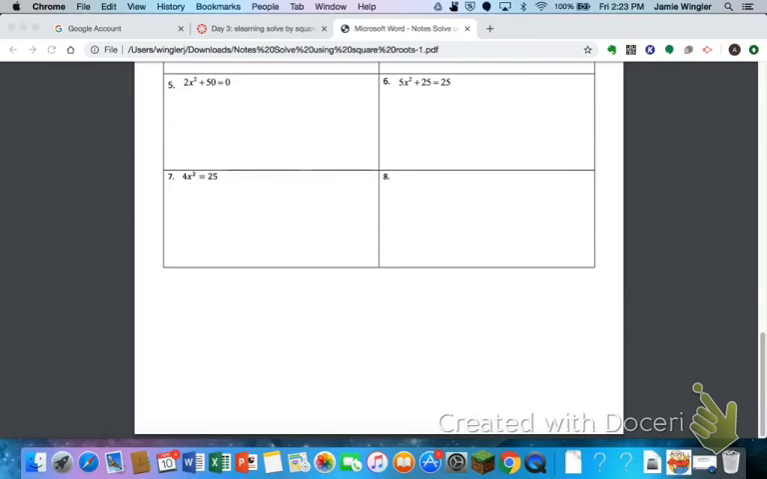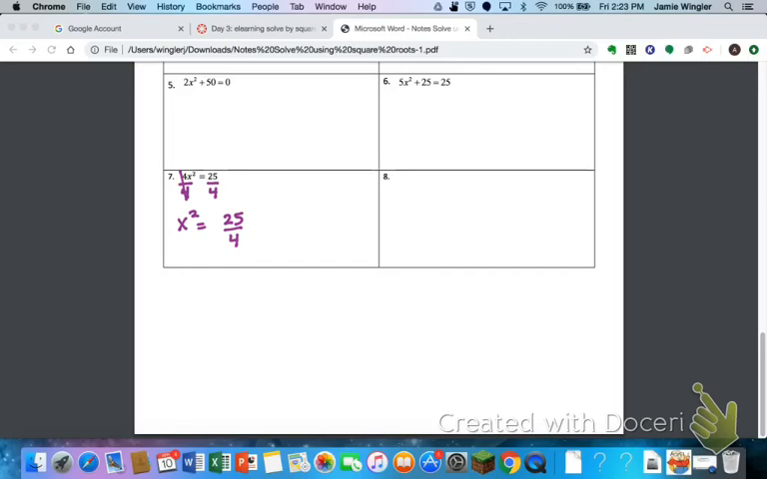On example number 7, we don't have to move anything over to the other side by adding or subtracting. We can go straight to isolating the squared term by dividing both sides by 4. So that leaves us with x squared equals 25 divided by 4, which is a decimal. So when we get a decimal, we just leave it as a fraction.